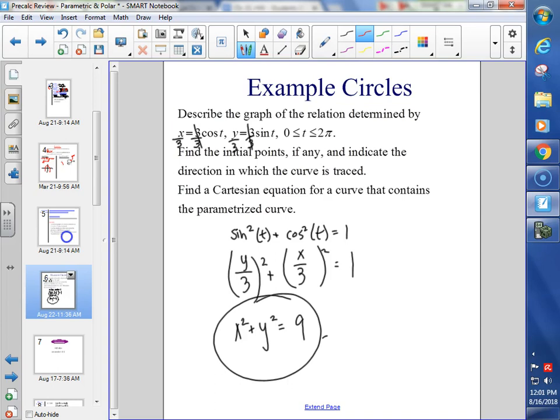We haven't done any derivatives yet. That's not going to happen until the end of the year. Well, no, we'll do parametric derivatives earlier.